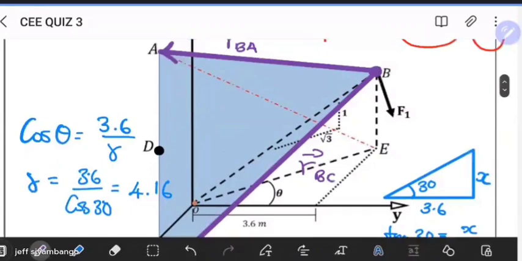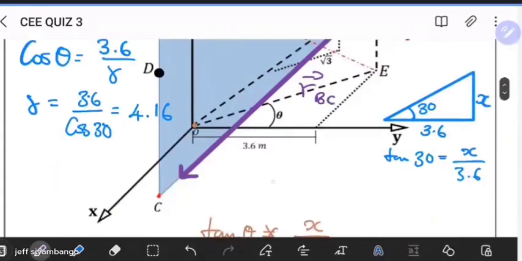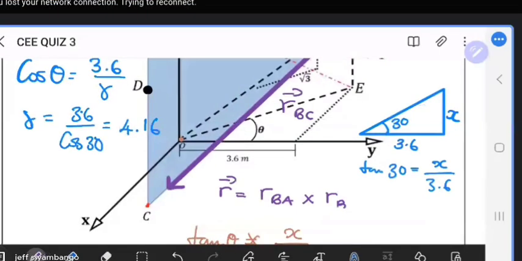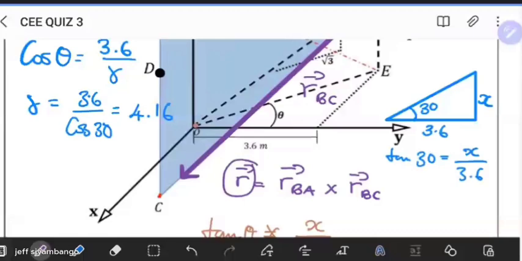Now, how do you cross them? We need to find a vector, let's say this vector is just R. This vector is going to be obtained by getting the cross product of RBA cross RBC. When you cross these two vectors, what you will get will be a new vector R, and this new vector will be perpendicular to both of them, both this vector and this vector.